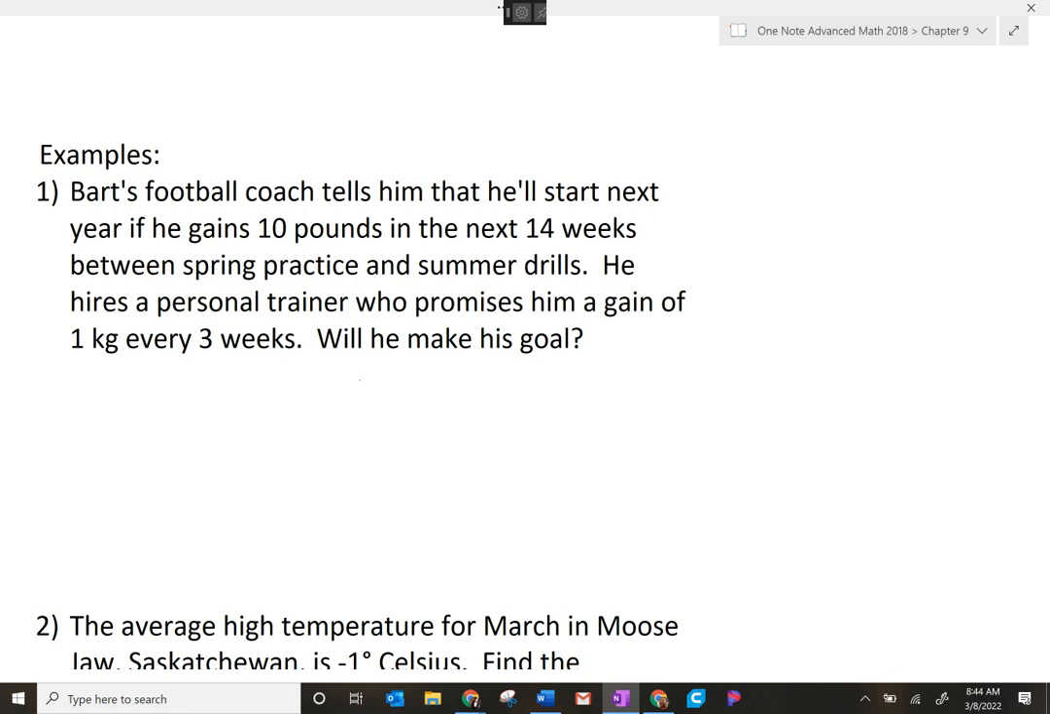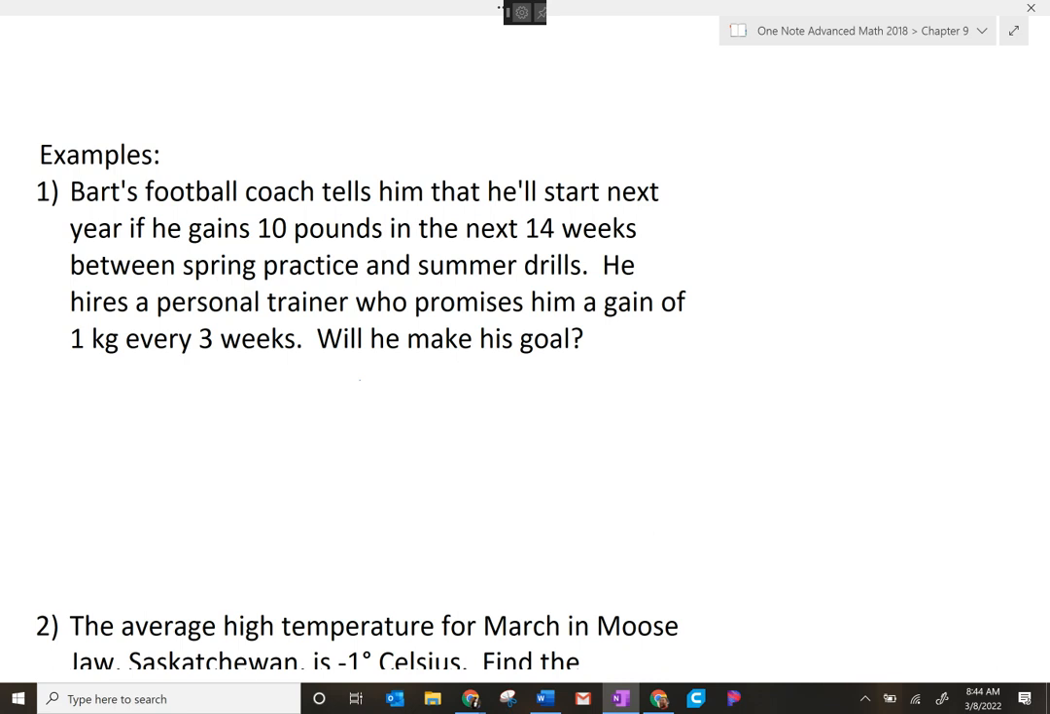His coach tells him that he'll start next year if he can gain 10 pounds in the next 14 weeks. He's trying to bulk up pretty good between spring practice and summer drills. Okay, he tries to hire a personal trainer who's going to promise him that he will gain 1 kilogram every 3 weeks. Will he make his goal?